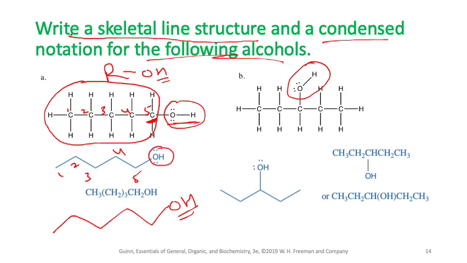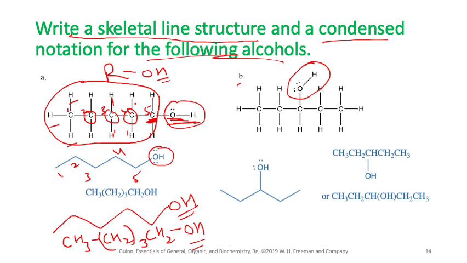But if you have to write the condensed structure, you can write something like this. On the first carbon you have 3 hydrogens, so CH3. On the second you have CH2. And how many CH2 do you have? On the second CH2, on the third you have 2 hydrogens. So I can say CH2 is 3 times, and then on the 5th one you have 2 hydrogens attached, and then on the 4th bond, you have OH. That's your condensed structure.